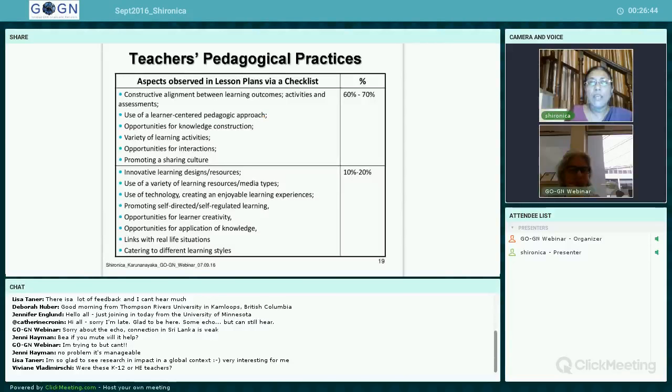It seems they were mostly depending on the textbooks that are provided by the government for the teachers, the textbooks and the teacher guides. Other than that, creative and innovative ways of doing things were very limited to observe in their lesson plans.